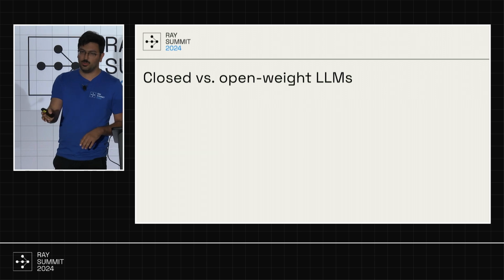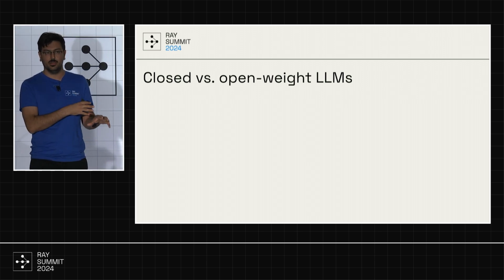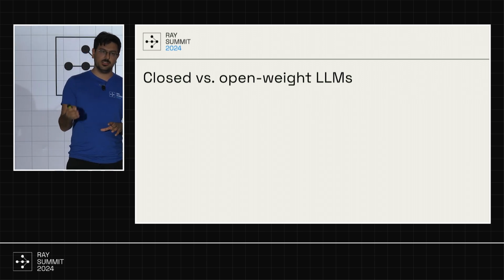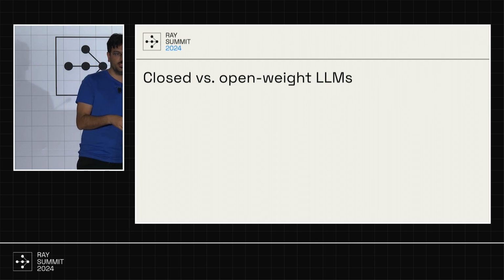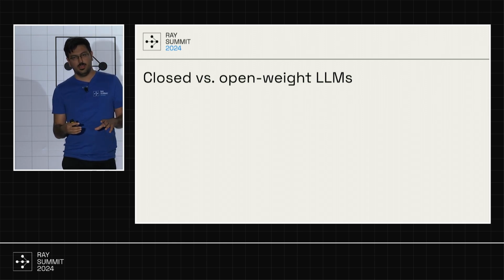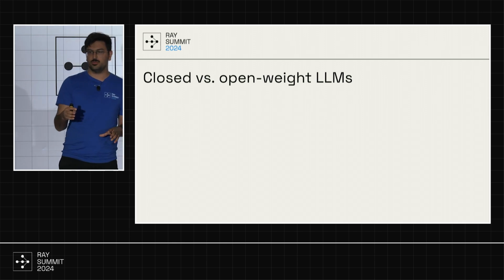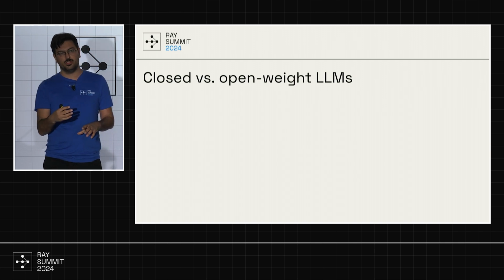If you had asked me this question a year ago, it was very easy to make an argument in favor of open weight LLMs just because of cost. Merely considering cost, it was the right choice because you couldn't go into production with closed LLMs at the time.